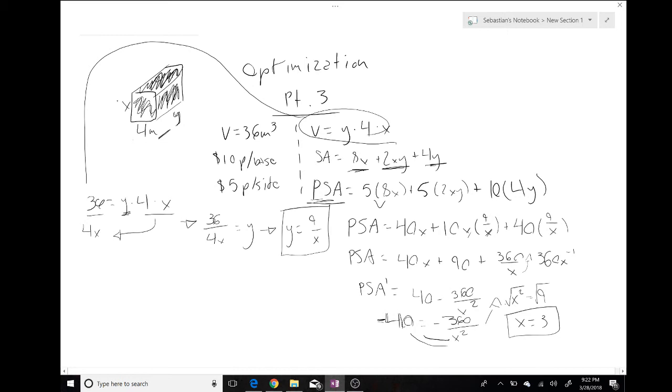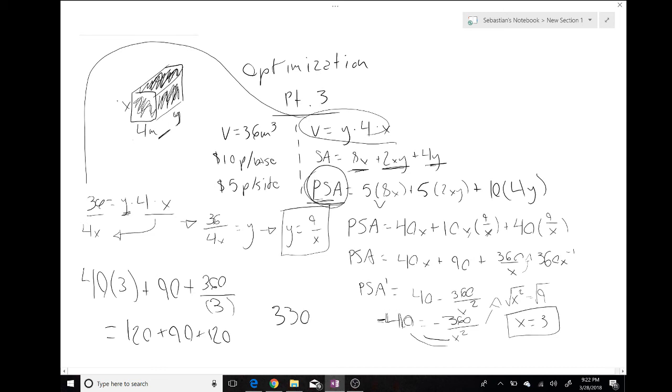Now that we have our x and y variables, we simply just input it all into the PSA formula, which will be 40 times 3 plus 90 plus 360 over 3 equals 120 plus 90 plus 120, giving us our final answer of a minimum price for the surface area of $330 when you add these together.